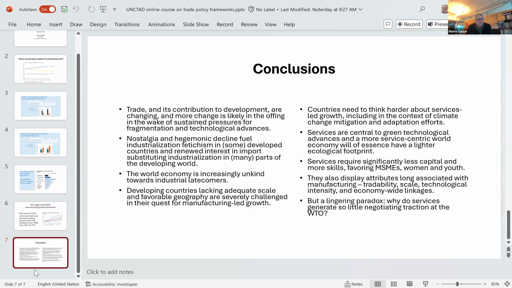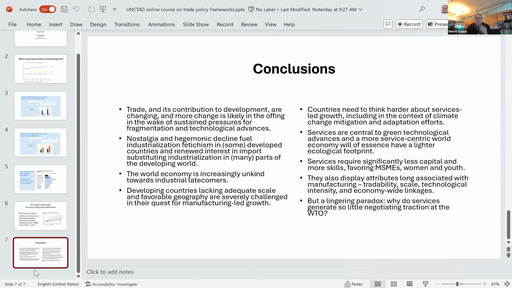And they can do so also in the context of the greatest existential threat that we face as a species, humanity, and that is the threat of climate change and the need to both mitigate and adapt to it. And so services are going to be central to the green transition and to the transition towards a more service-centric world economy. Of essence is going to be an economy with a much lighter ecological footprint. So the focus on services is a necessity, it seems to me, for many developing countries.